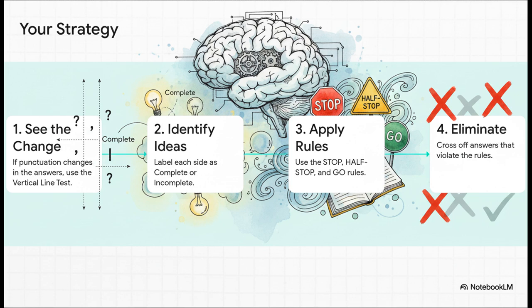So let's just recap your 4-step game plan. Number 1, you see the punctuation changing in the answers? Boom! Use the vertical line test. 2, identify each side of that line as either complete or incomplete. 3, apply your knowledge of the stop, half-stop, and go rules. And finally, number 4, eliminate every single answer choice that violates those rules.